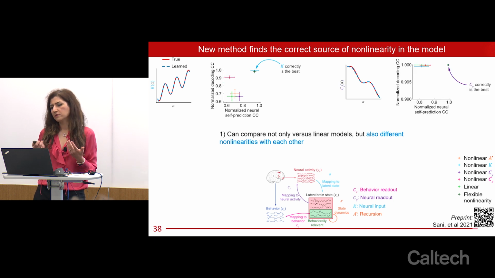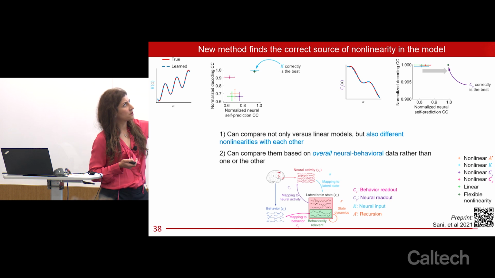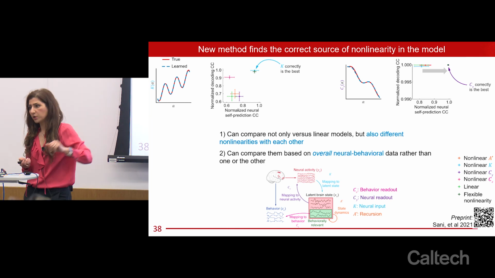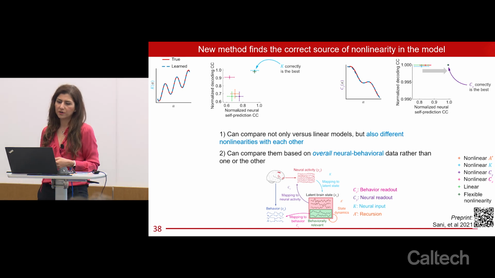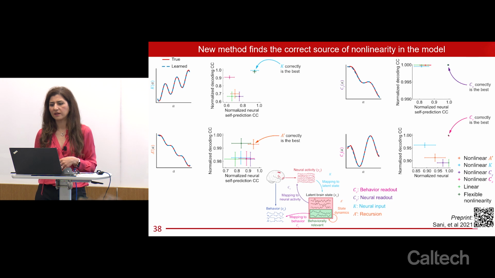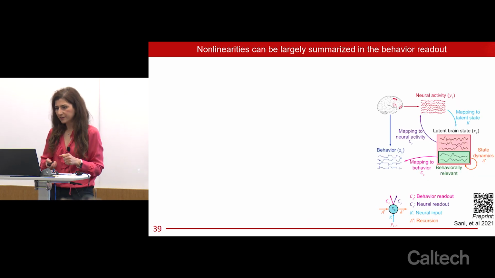We also found that other parameters, when they were nonlinear, we could correctly find them. For example, the neural readout being nonlinear. This is why the second property is important. These models are indistinguishable in behavior decoding, but distinguishable in neural prediction. And similarly for the recursion when it was nonlinear and the behavior readout. So having confirmed this in simulation, we went to our real data.